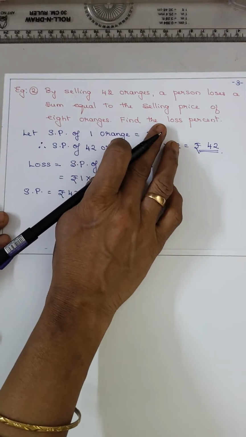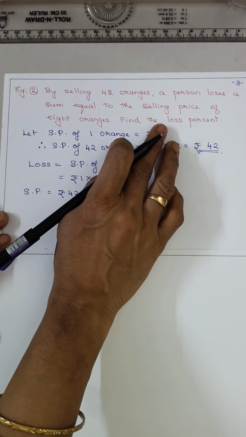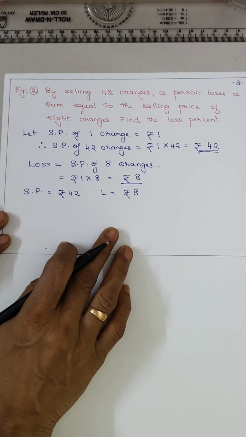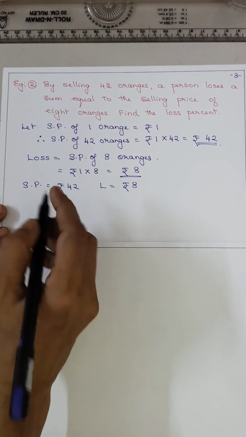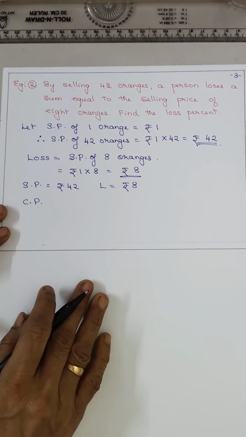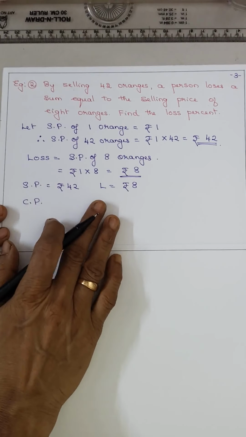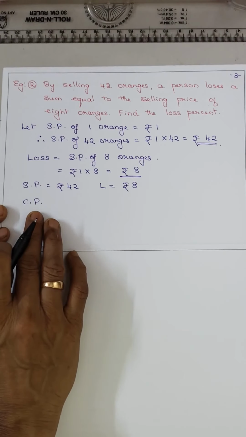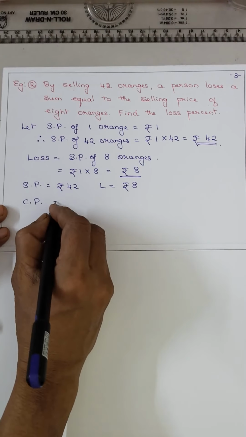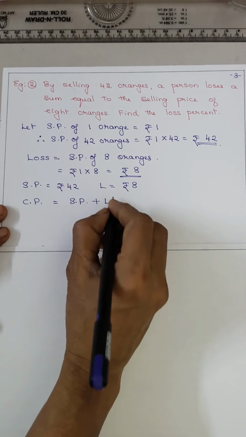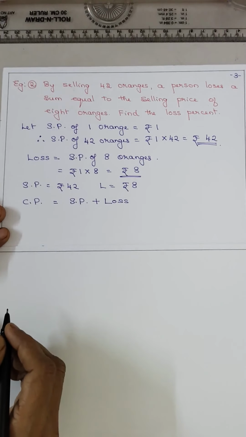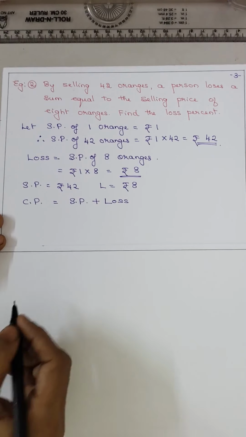Now to find the loss percent, we want to find out CP. Already we have discussed profit percent, loss percent is calculated on CP. So find out the CP. When loss is there, CP is bigger, isn't it? So that means CP is equal to formula SP plus loss. Yes or no? CP is equal to SP plus loss.